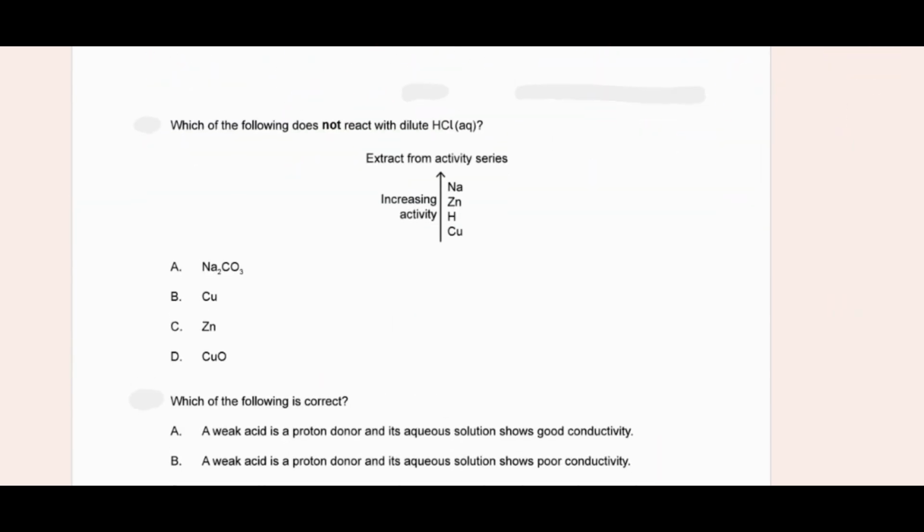Which of the following does not react with dilute hydrochloric acid? We're given an extract from the activity series. Anything below hydrogen won't react, so that leaves us with copper.